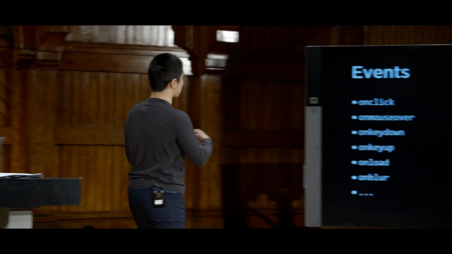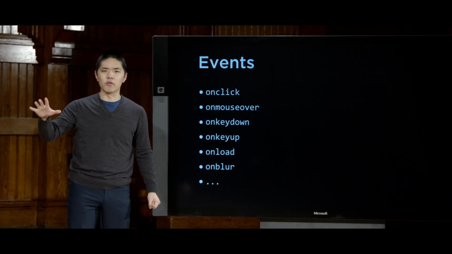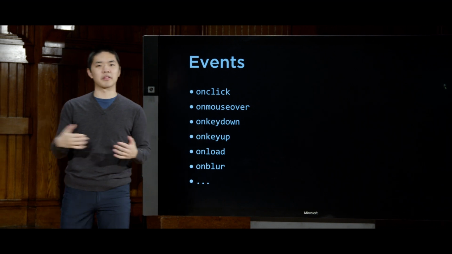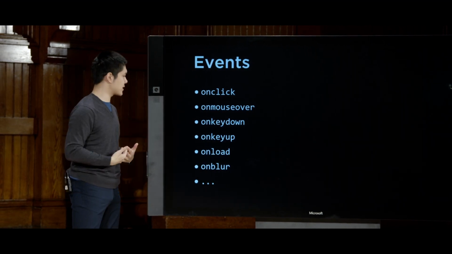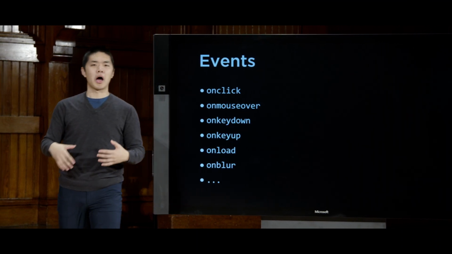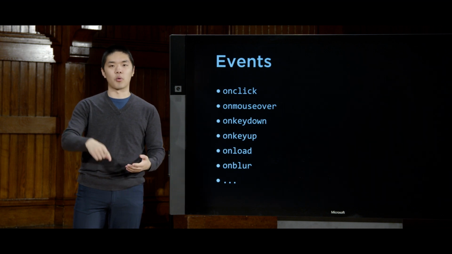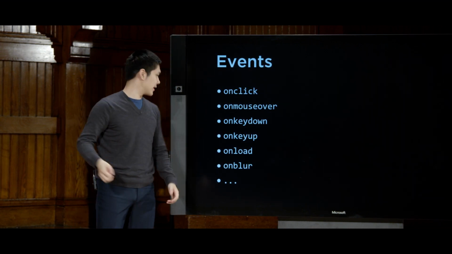There's onClick, which we've seen already. onMouseOver can detect when you mouse over something, when you're hovering over a particular element. If you've ever seen websites that somehow respond when your mouse moves over something, that can be how it's implemented. onKeyDown and onKeyUp can respond to keyboard events, something like when you press a key on the keyboard. When you press down on the key, that's onKeyDown. And when you lift your finger off the key, that's onKeyUp.